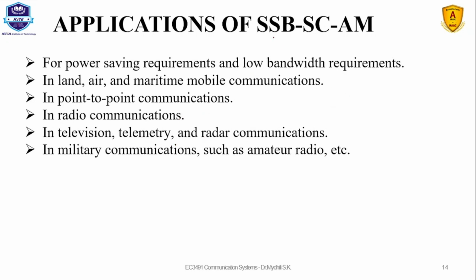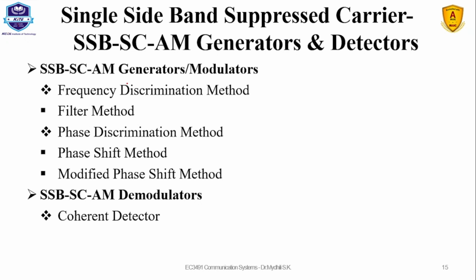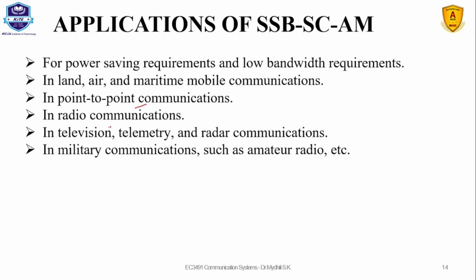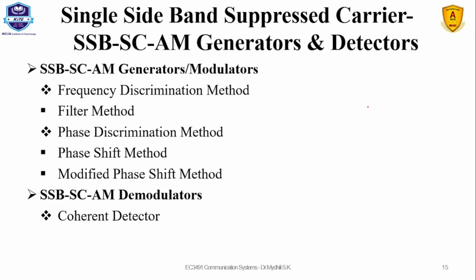Then what are the applications of single sideband suppressed carrier AM? Since power saving is done excellently well, this is applied wherever power saving requirements and lower bandwidth requirements are needed. Also in land, air and maritime mobile communication it is applied, and for point to point communication, in radio communications, in television or telemetry radar communications, and military communications such as amateur video where one shot of signal is to be sent. This kind of SSB-SC AM signal is applied, right?